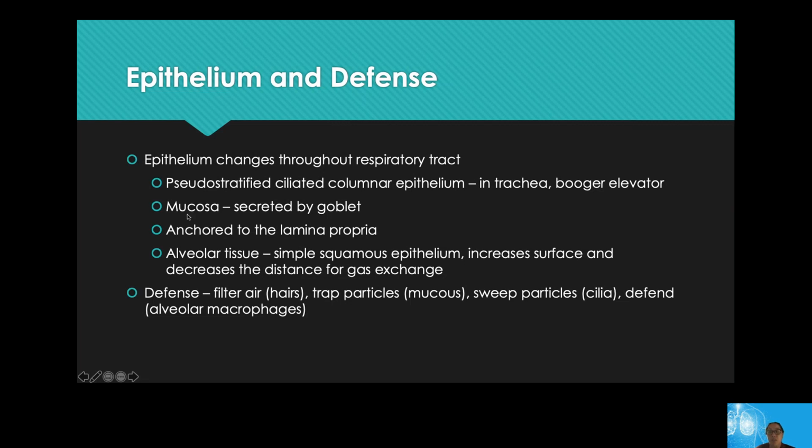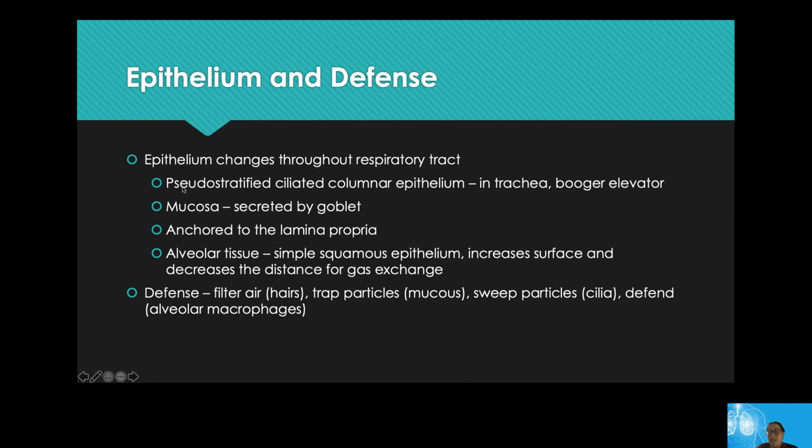Mucus itself, though, serves as a part of defense in the respiratory tract, and this is secreted by a set of cells known as goblet cells. The entire epithelium of the respiratory tract is anchored to the basement membrane and has an underlying lamina propria, which provides it with the nutrients to keep replenishing. If you go through the respiratory tract, though, and make it all the way down to the bottom, the alveoli themselves are made up of a simple squamous epithelium. And having it very, very simple is useful because this not only increases the surface area, but it also decreases the distance that the gas has to pass through or exchange through.